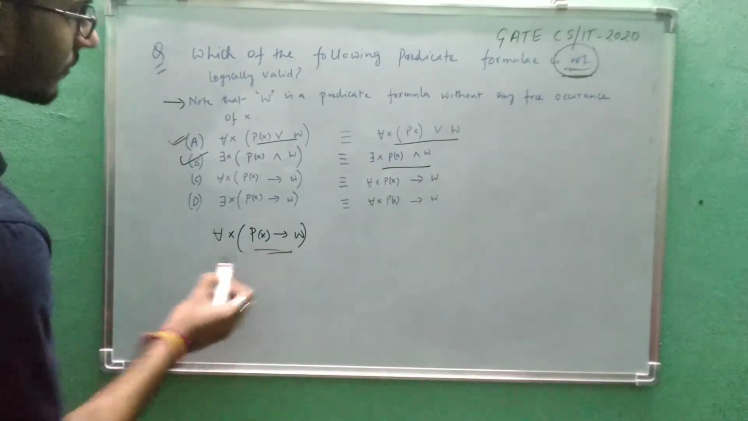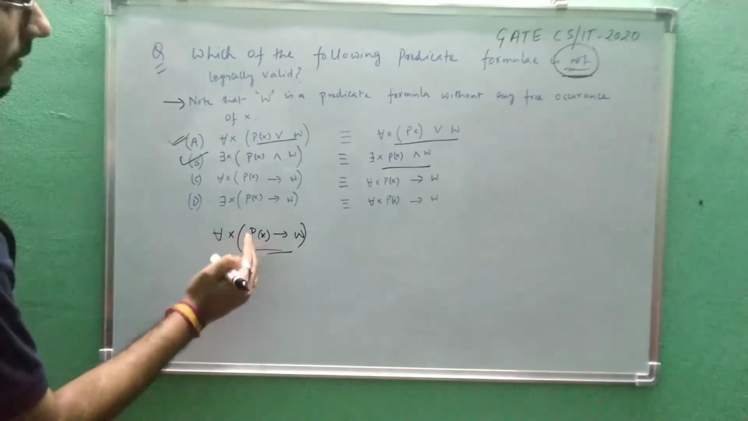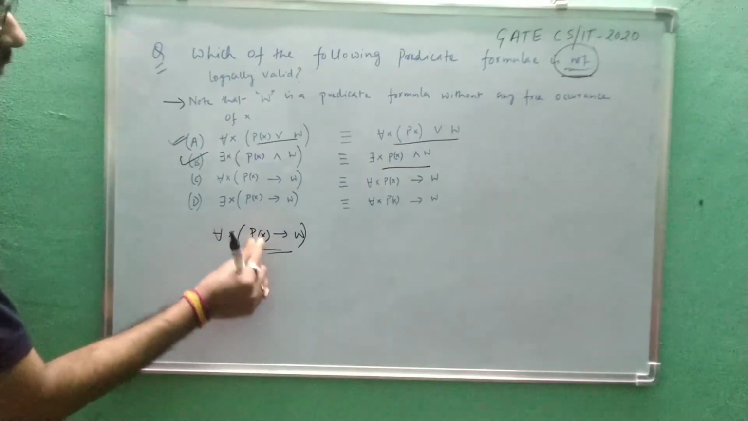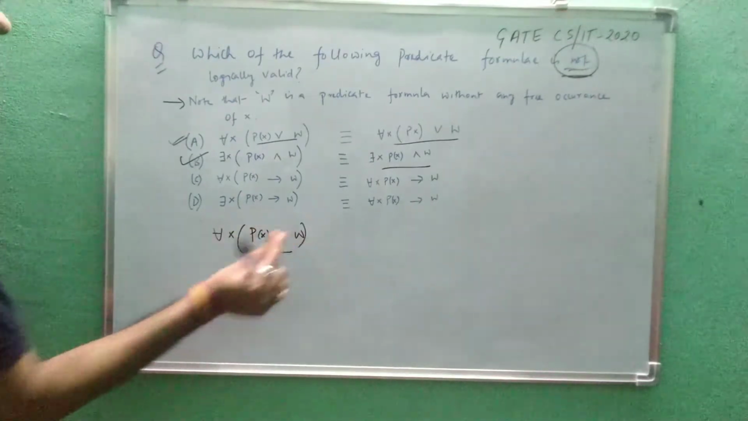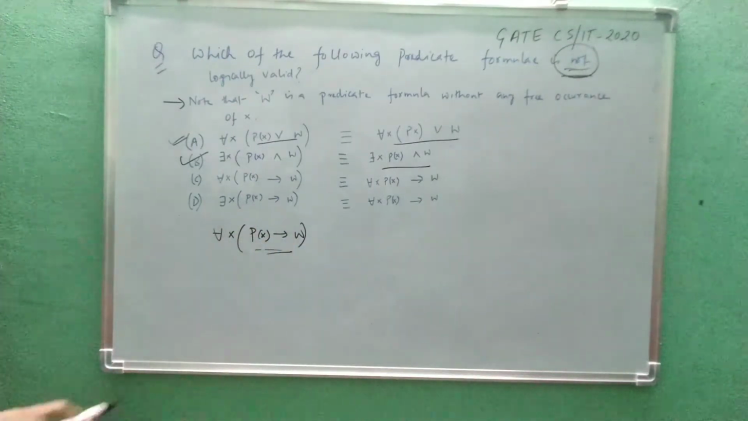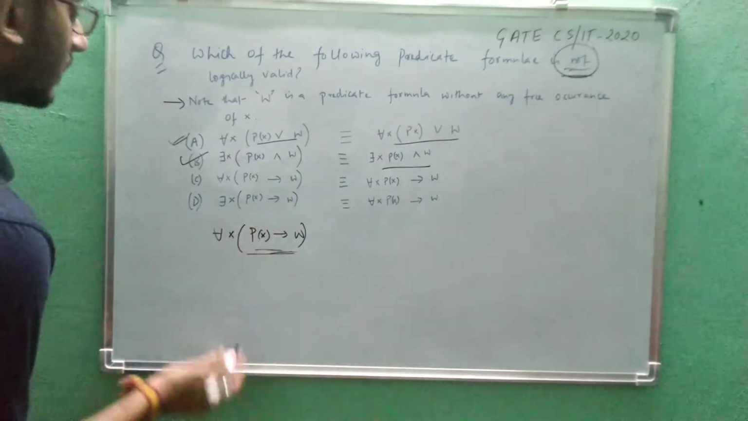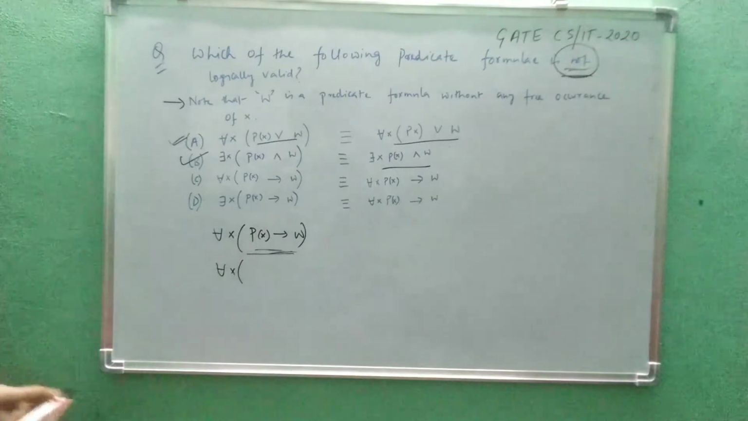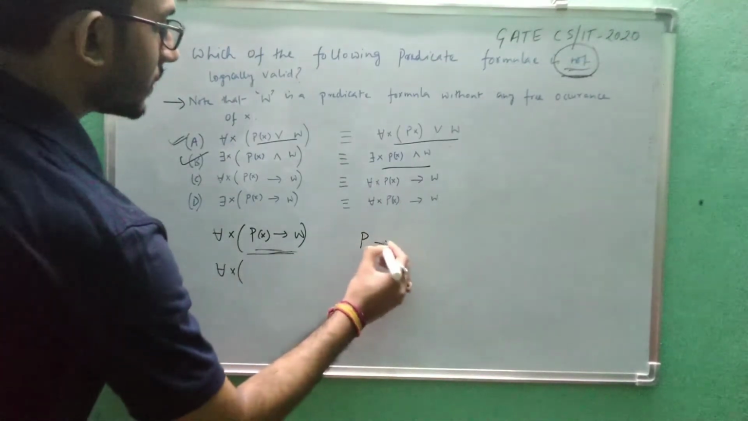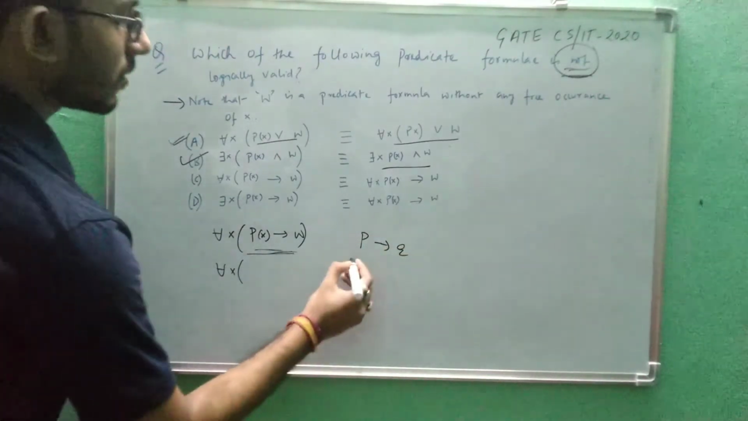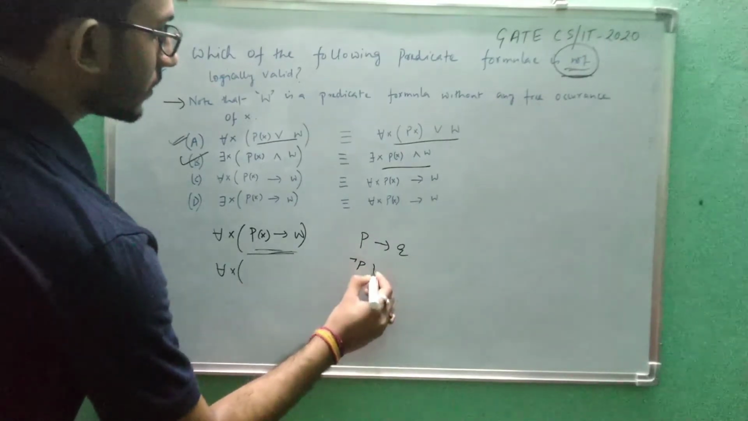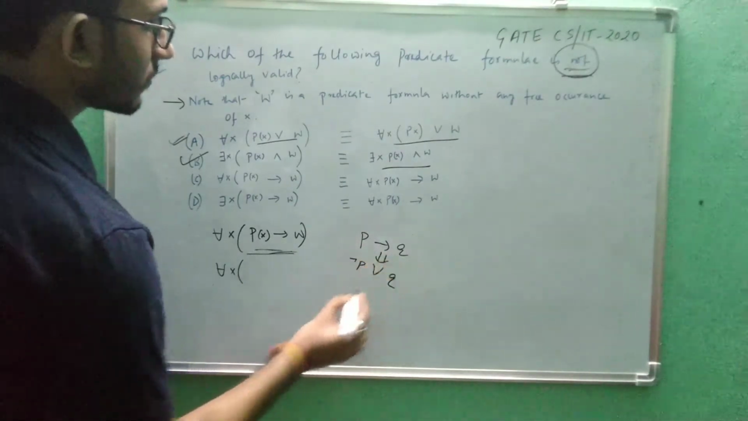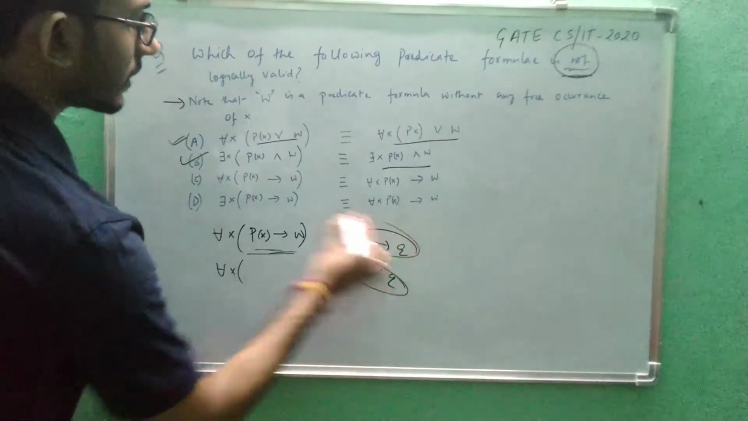So this is an if condition. Like, if and only if P of X is true, then W will be true. Fine. So we can write this in a different way. For all X, if we have P implies Q, we can write it as not P union Q. So this is the equivalent. These two terms are equivalent actually.